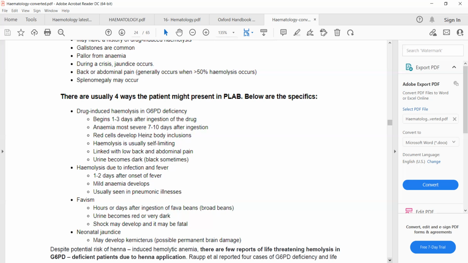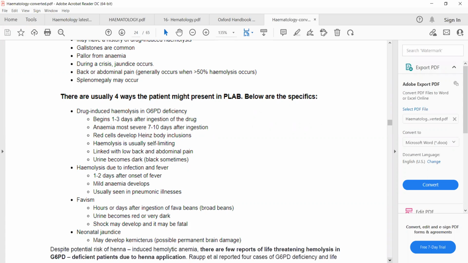The second cause of hemolysis in G6PD deficiency is infection. So someone with a history of infection or fever who develops hemolysis, then again we will suspect G6PD deficiency. And the third one is favism. After ingestion of fava beans or broad beans, if someone develops hemolysis, then again we will suspect G6PD deficiency. And don't forget the signs of hemolysis: dark colored urine, yellow discoloration of the eyes and skin, and fatigue or pallor.